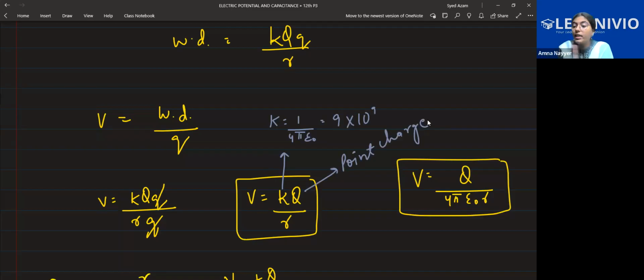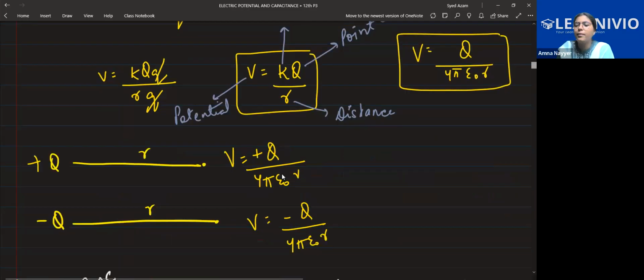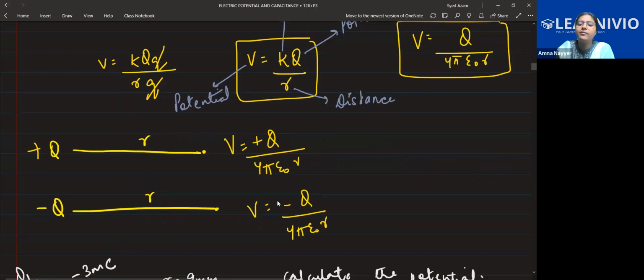So here you don't have any concept of magnitude because it's a scalar quantity. You don't have to use your parallelogram law, where you make the first step as magnitude, second step as direction, third step as geometrical construction and all. No. And this is the distance. And V is the potential. Now, if it's a positive charge, it will directly be plus Q by 4 pi epsilon naught R. If it's a negative charge, it will be minus Q by 4 pi epsilon naught R.